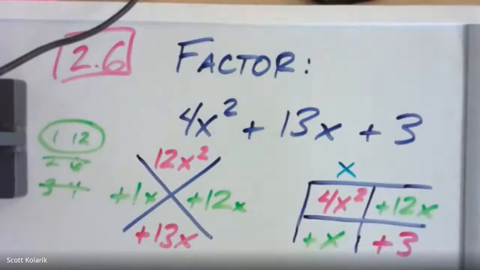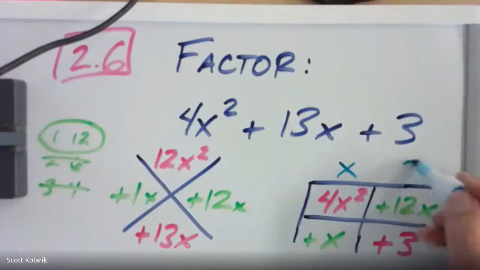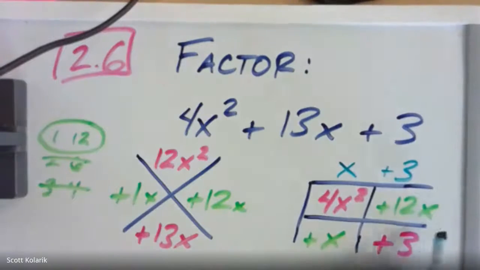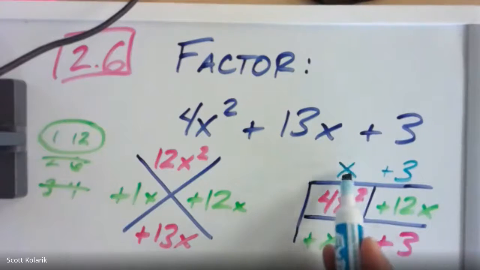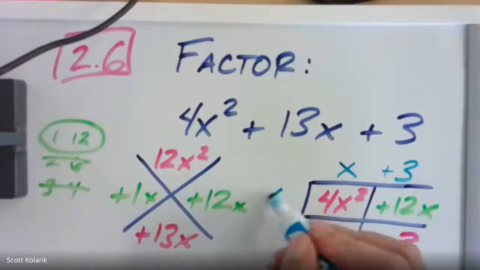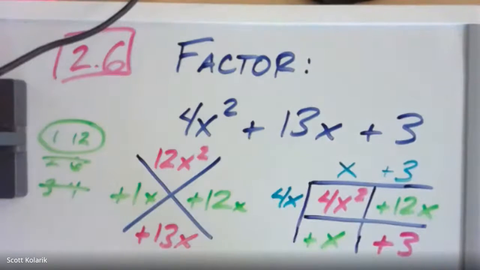That's the only thing in common in that first column. Second column, 12x and 3. No letter in common here, but 12 and 3, I do have a common factor of positive 3. Okay. First row, I could look for a common factor here, or I could ask the question, x times something will give me 4x squared. In either case, I get 4x as the result.